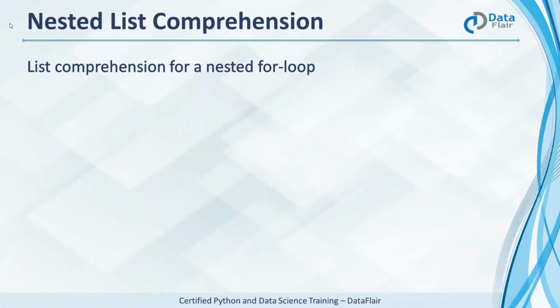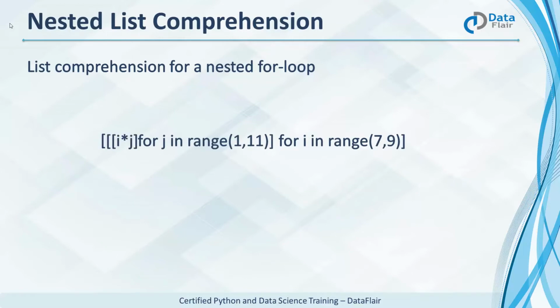How can we do this with the list comprehension? For 7 and 8, the outer loop iterates from 1 to 10 and returns the multiplication of the two values. This prints the tables of 7 and 8.